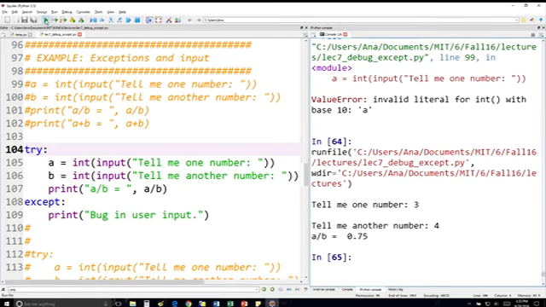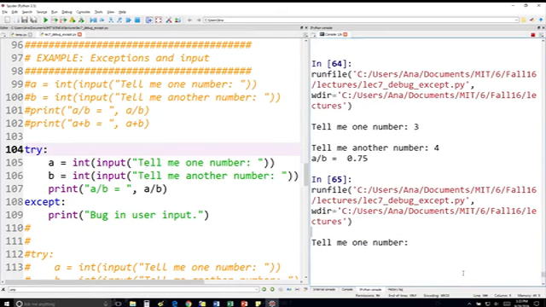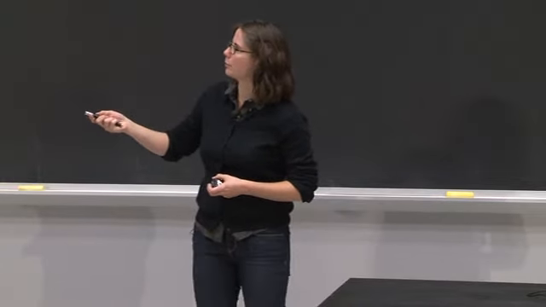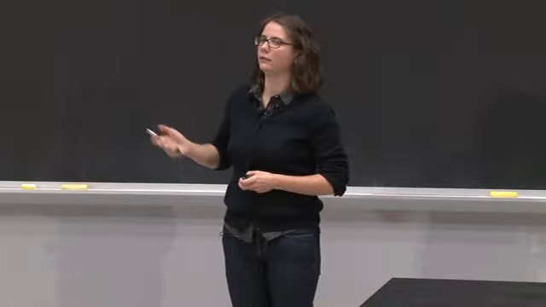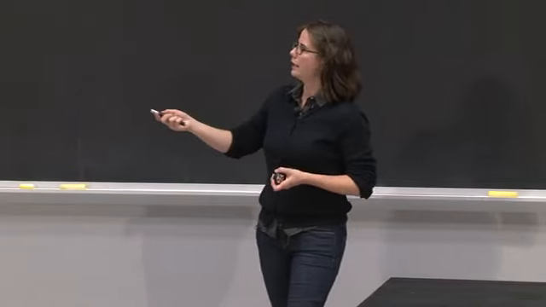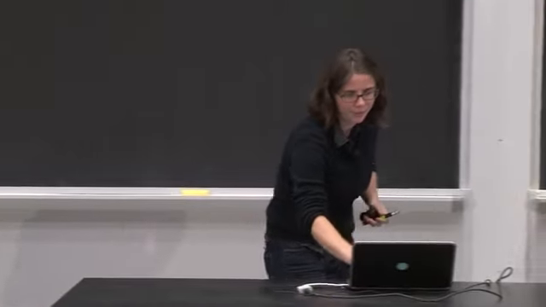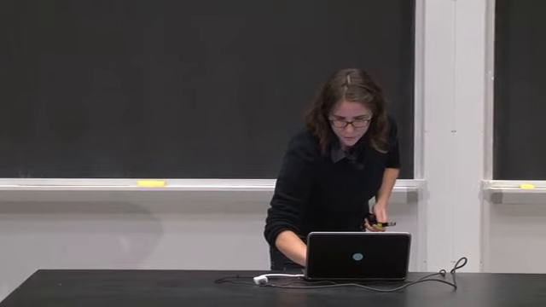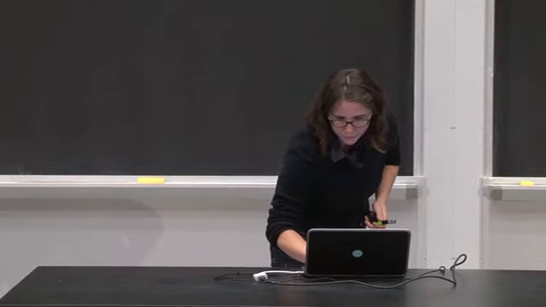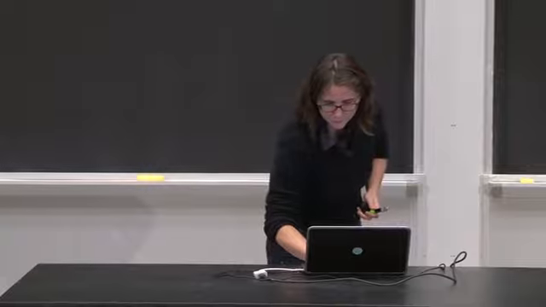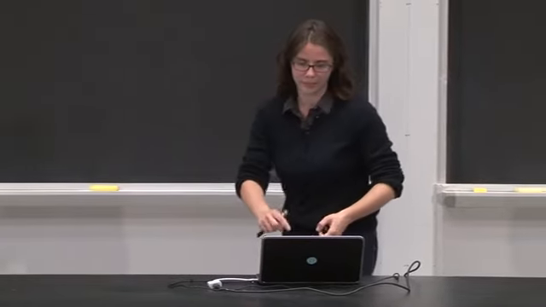But if I'm being a cheeky user and I say 3, automatically this would have raised a value error in the previous version of the program. But in this version of the program, the programmer handled the exception, or caught the exception, and printed out this nicer looking message. So "bug in user input" is nicer than this whole lot here, right? A lot easier to read.